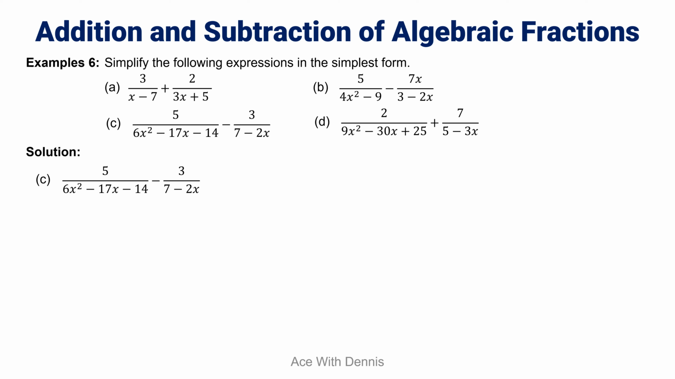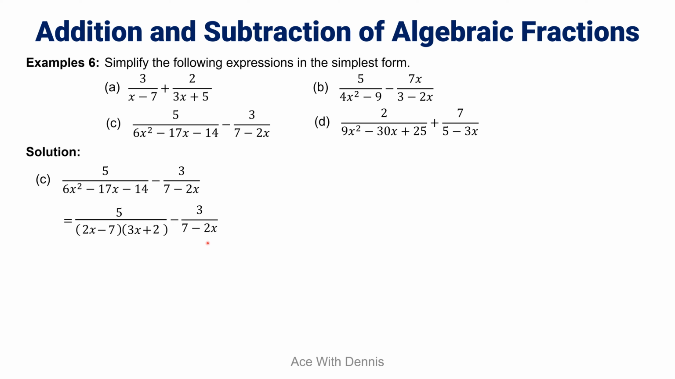Solution for C, 5 over 6x squared minus 17x minus 14 minus 3 over 7 minus 2x. So the very first thing we have to do is factorize this denominator. When we factorize, we'll use the double bracket method. First, 2x times 3x we'll get 6x squared. Then 7 times 2 we'll get 14. Then I put a negative sign here and a positive sign here. Right, I will check. Negative 7 times 3x plus 2 times 2x, I'll get minus 17x. Okay, so 5 we just copy down here, then minus the second fraction.